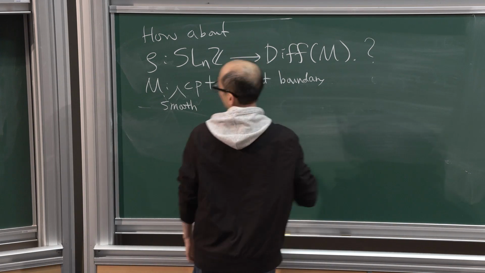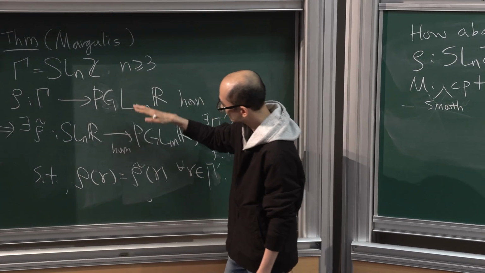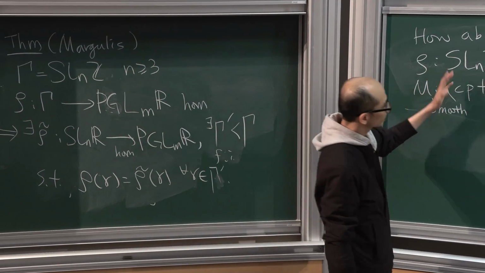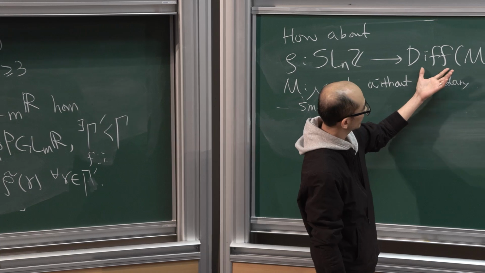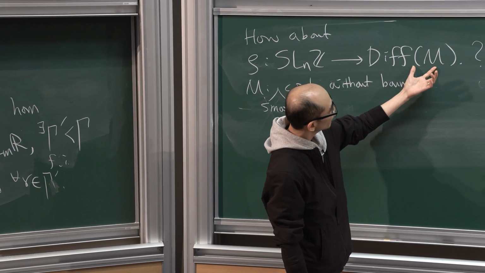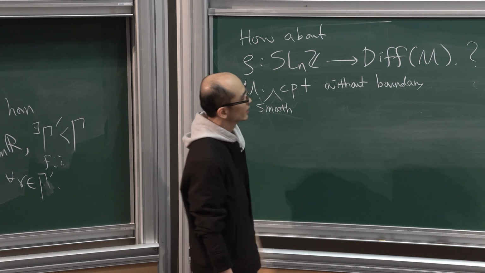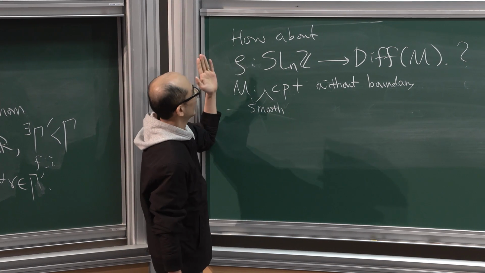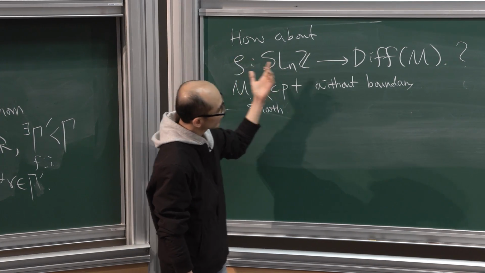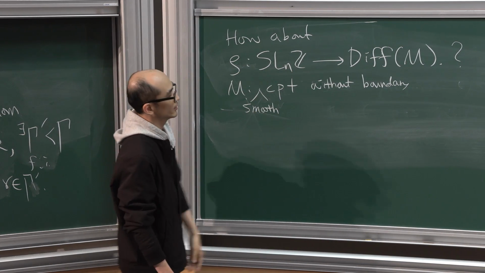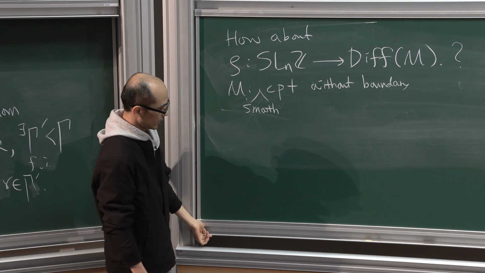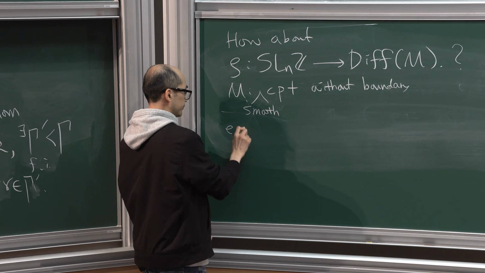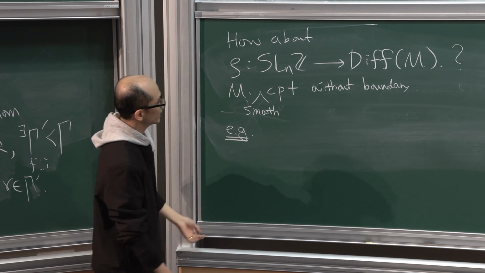Now, can we expect some similar phenomena like this? Because SL_n Z is quite complicated, and a diffeomorphism group is basically the symmetry of the manifold. So if your manifold has complicated symmetry, then there should be some rigidity, right? Because unless either rho is trivial, or the symmetry of the manifold contains some complicated group, we may expect that it should be rigid in some sense. So for instance, this was called Zimmer's conjecture, and now this theorem.